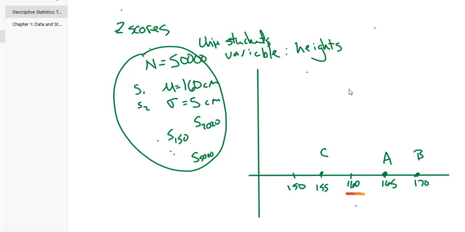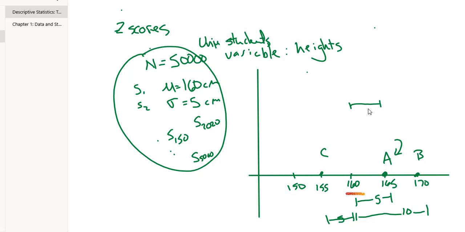So, of course, if we say, how much taller is A than the mean? They are 5 centimeters taller. And if we say, how much taller is B than the mean? They are 10 centimeters taller. And if we say, how much shorter is C? They are 5 centimeters shorter. So that's obvious.